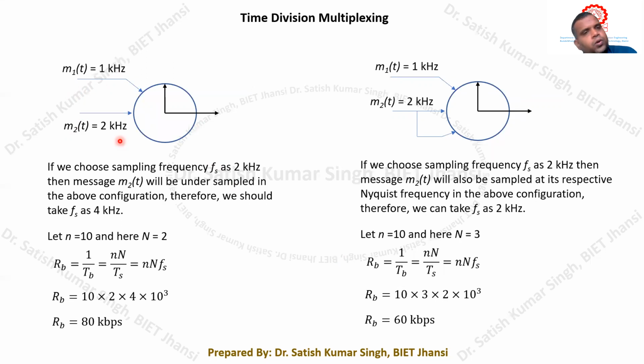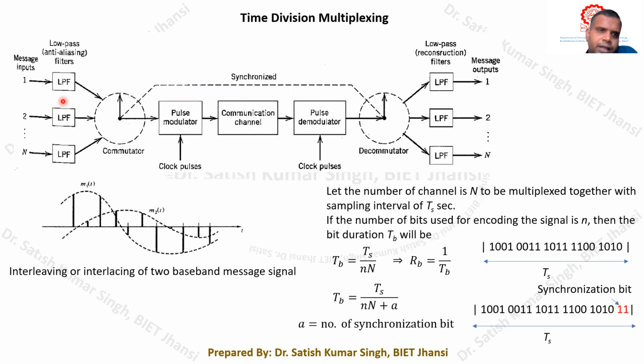Now if we want to multiplex these two signals together and send them through the same single channel, let us say we want to calculate the bit rate requirement for this particular case. In the previous case, I told you that the commutator has to be rotated at a certain frequency, and this has to follow the Nyquist criterion for each and every message signal.